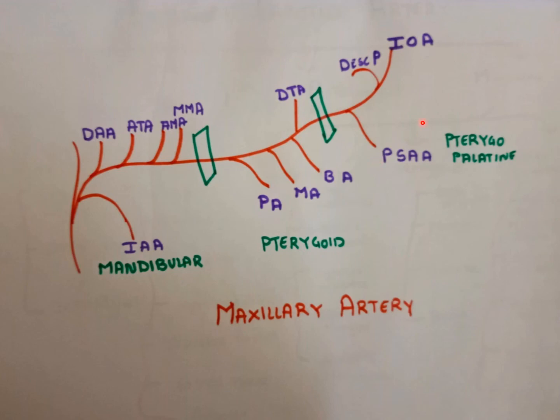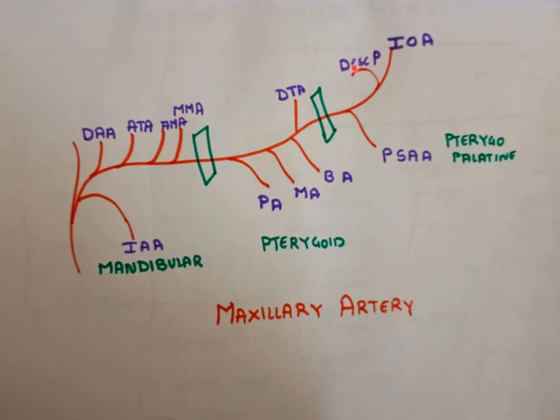The last part of the maxillary artery, the pterygopalatine part, or third part, is further divided into the posterior superior alveolar artery, which supplies the maxillary sinus, molars, premolars, all the posterior teeth along with the gingiva. The blood supply is because of the posterior superior alveolar artery.